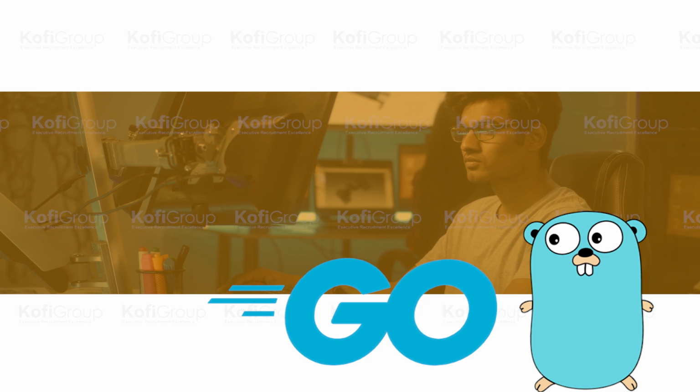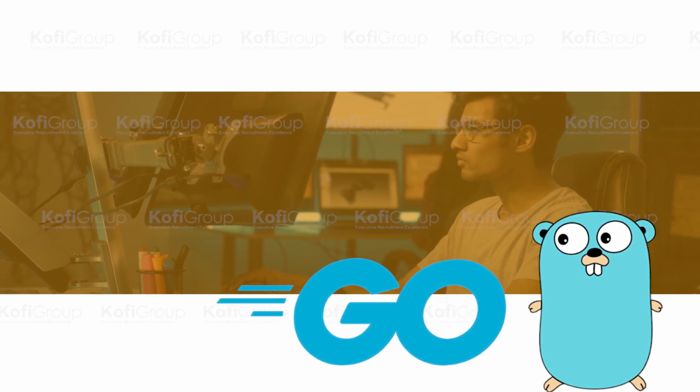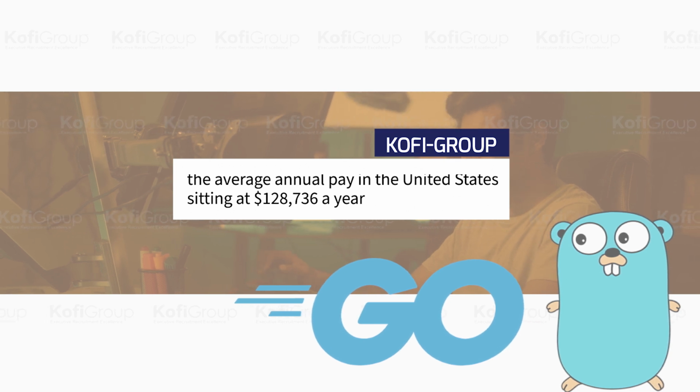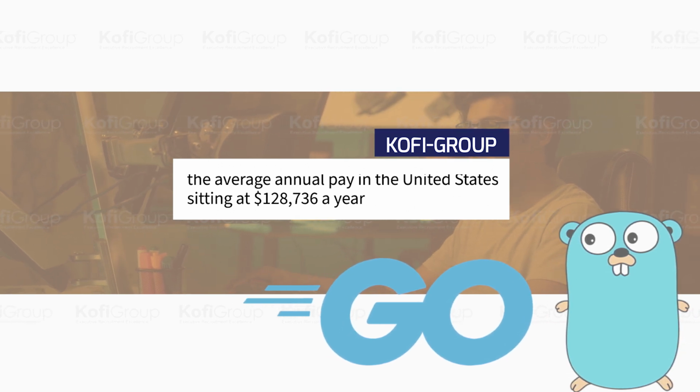Golang developers, depending on their region, can earn an impressive wage, with the average annual pay in the United States sitting at $128,736 a year.